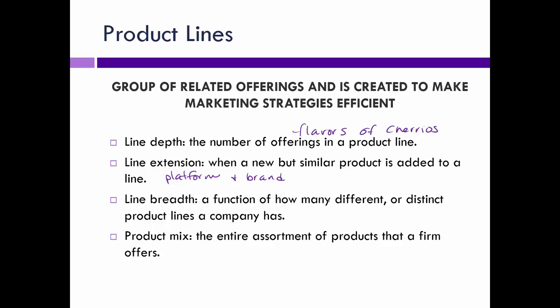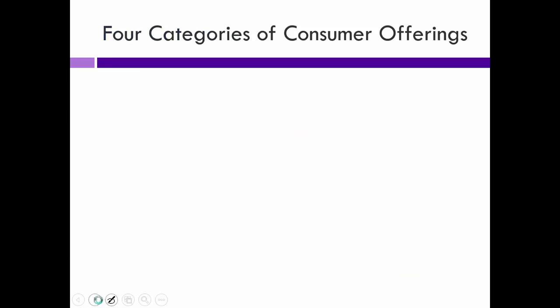And then a product mix is an entire assortment of products that a firm has to offer. So General Mills, for example, has cereal, and they have soup, and they have baked goods, and each one of those would be a product line. And you put them all together, and you've got their product mix. And sometimes it's very diverse, and sometimes it's pretty consistent, like these are all food related things. Some companies have very broad mixes with lots of different things.